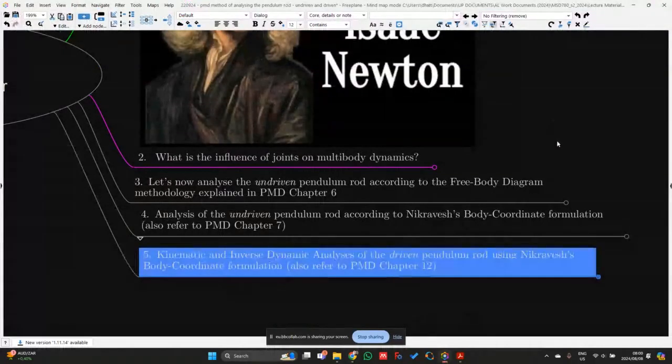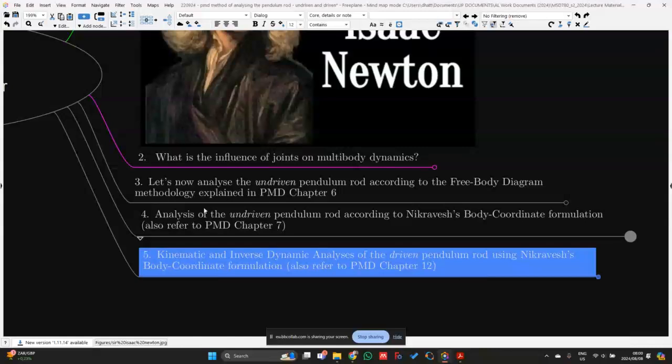So good morning everyone and welcome back to our MSD 780 lectures. Today we're quickly going to look at section 5, the kinematics and inverse dynamics of the driven pendulum rod. This is the last part that we want to do before we jump into the DAP-BC.